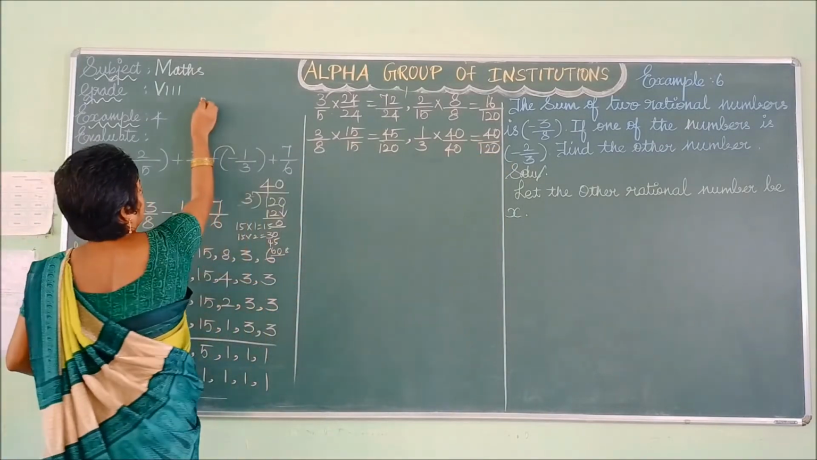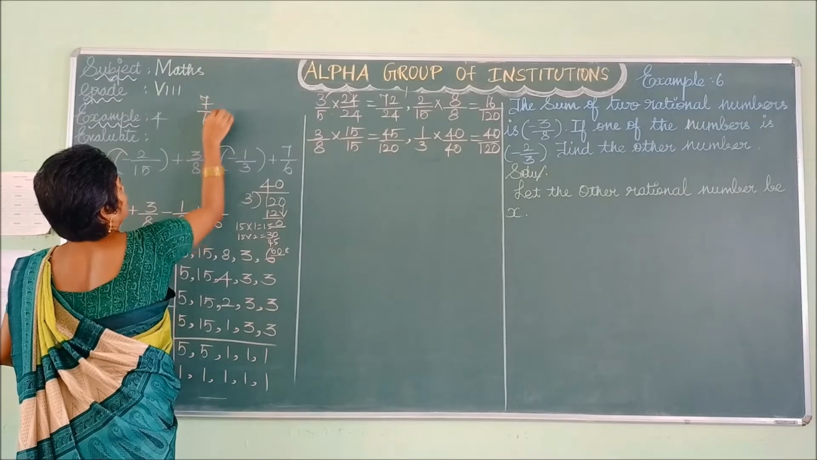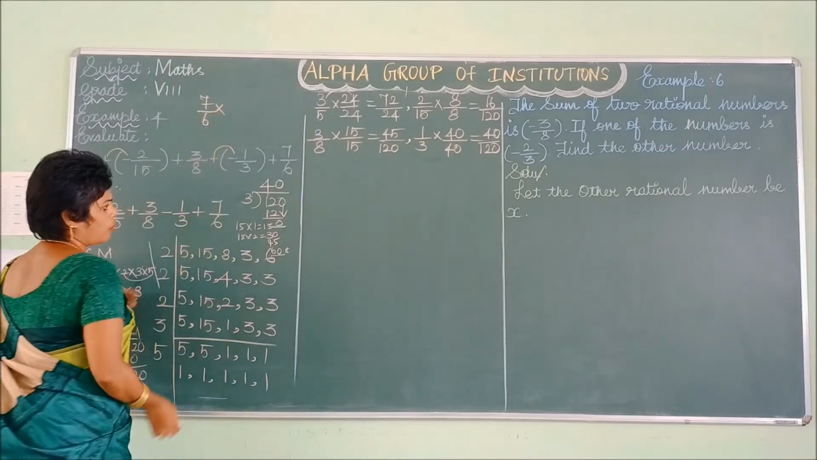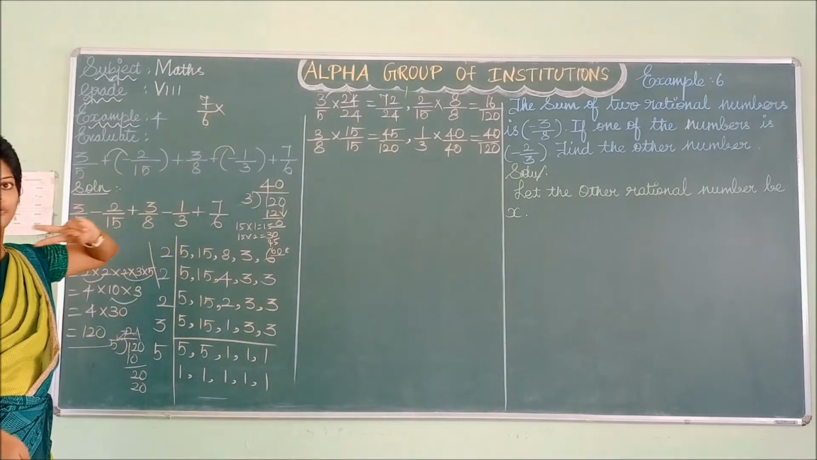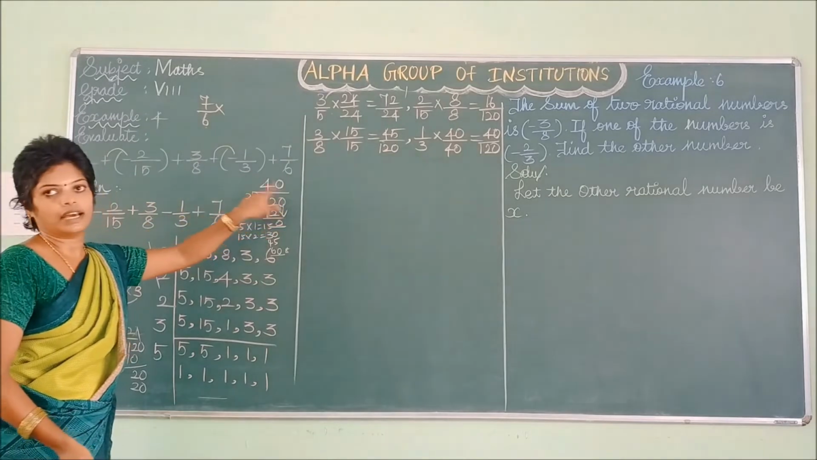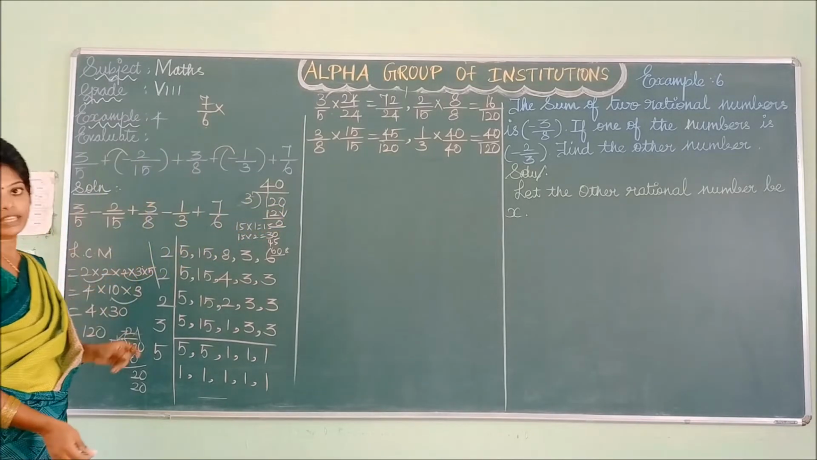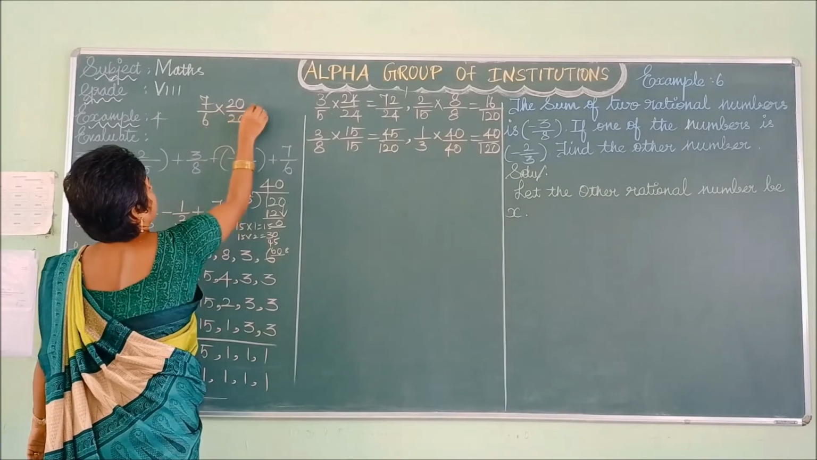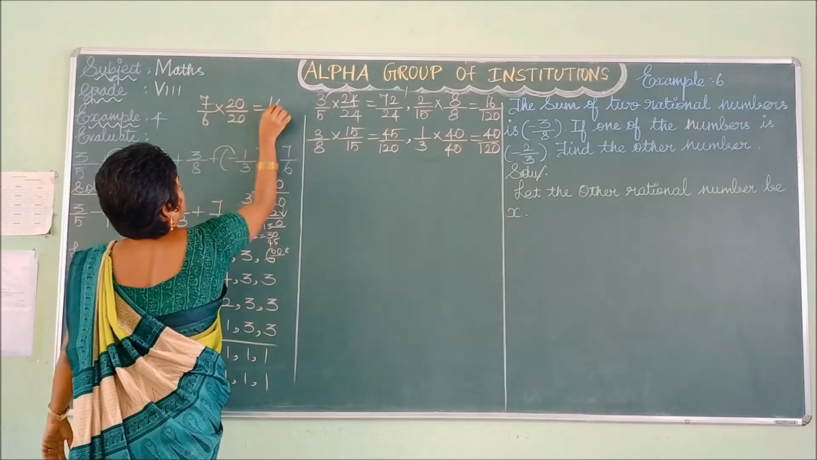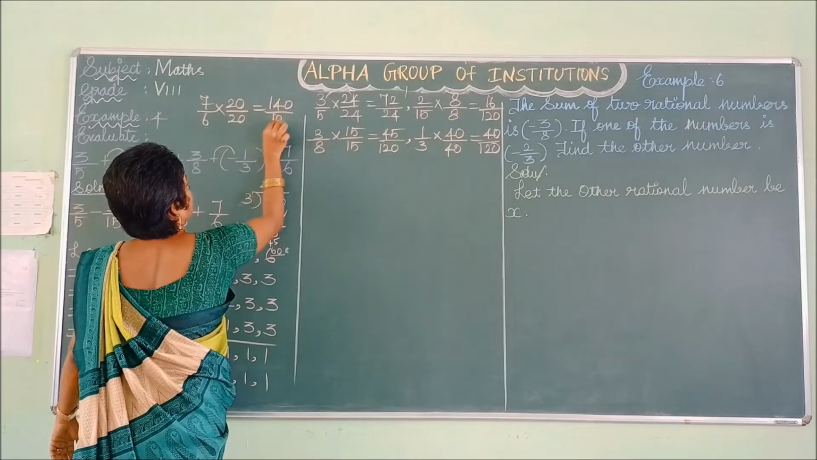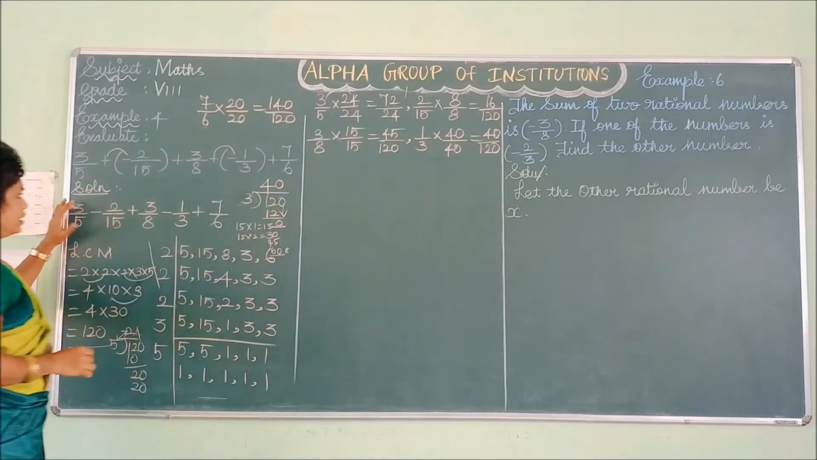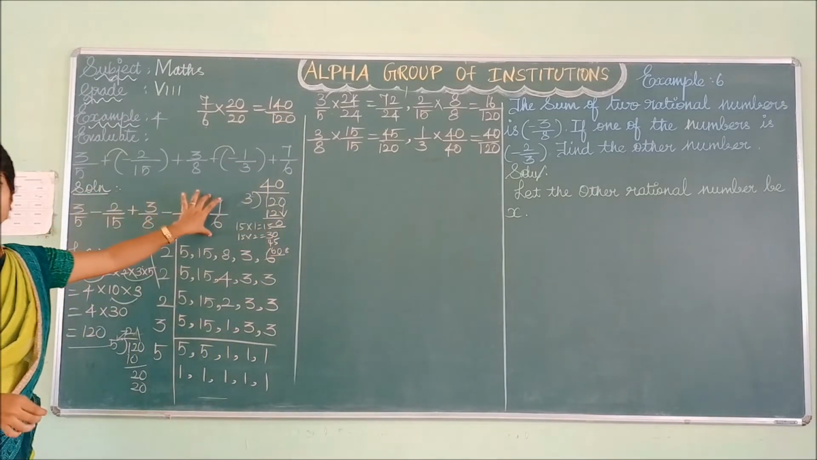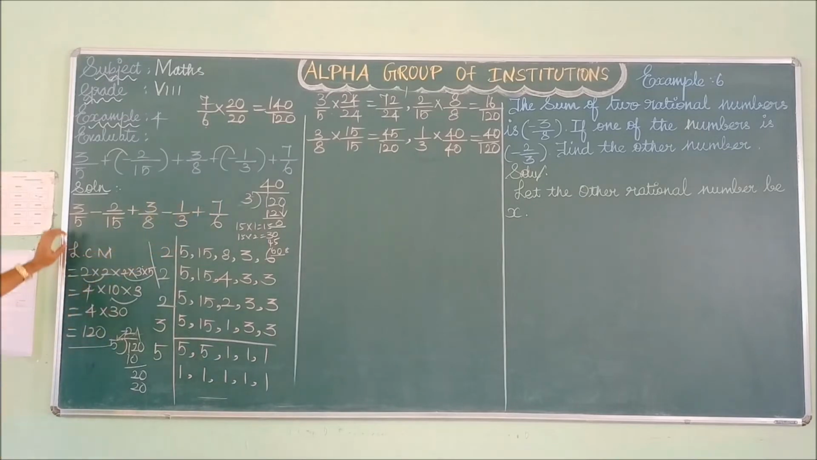7 by 6. Here I can find out the value of 7 by 6. So 6 into how much is 12? 6 into 2 is 12. So 0 is there. 6 into 20 is 120. So multiply as well as divide. 7 into 20 is 140 divided by 120. So we have separately found out each and every rational number value.